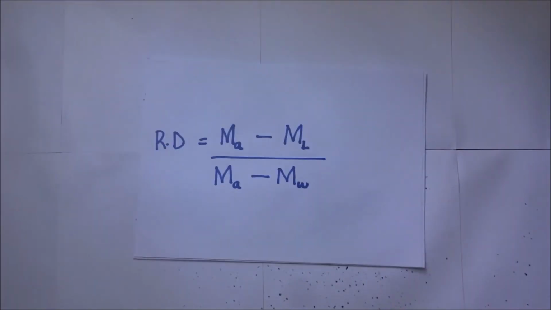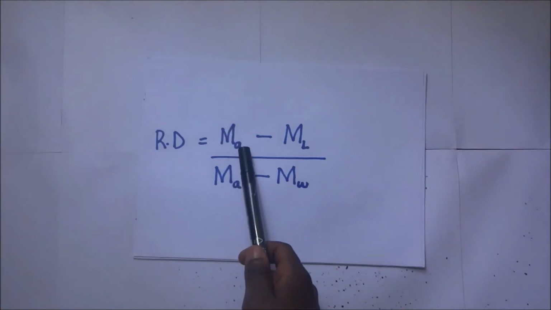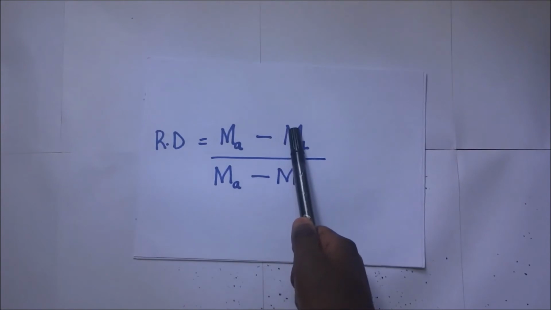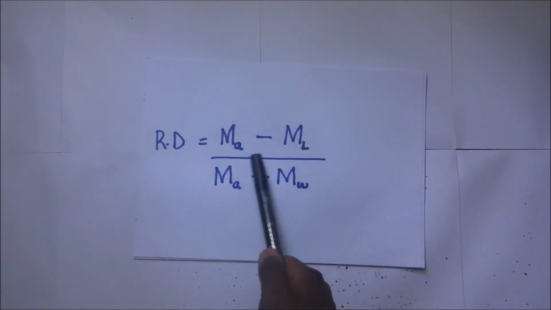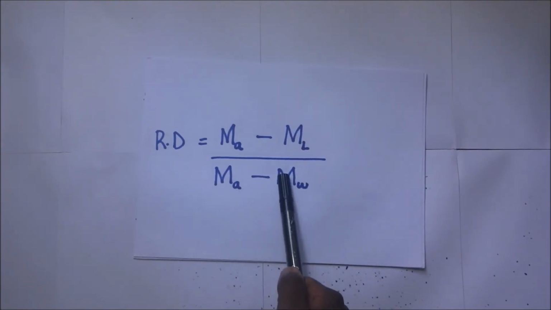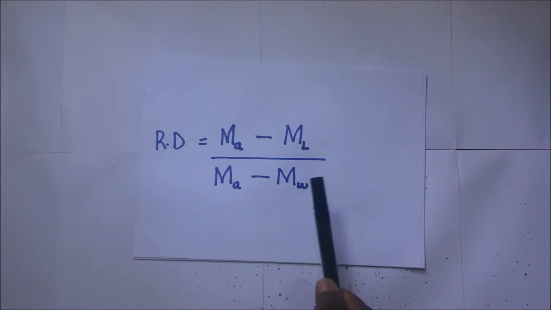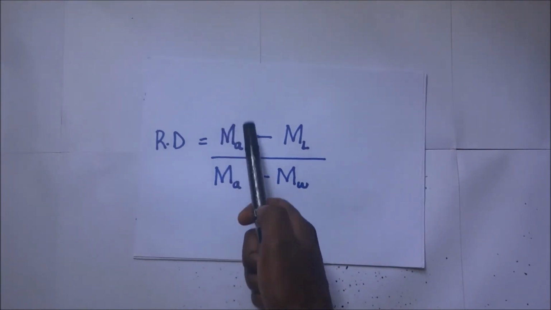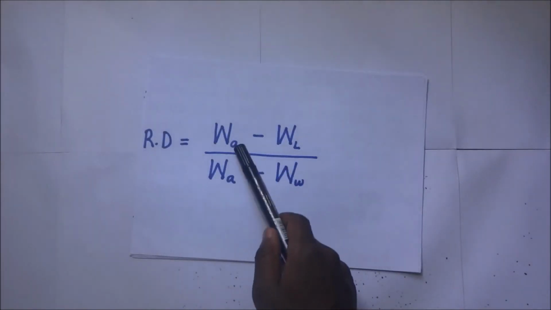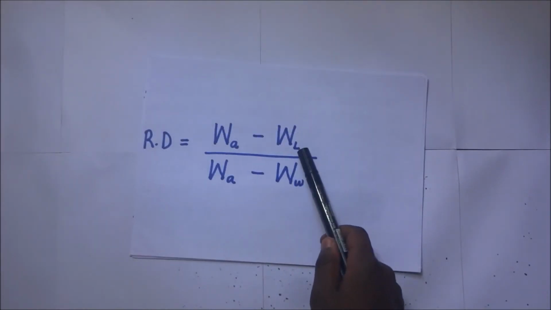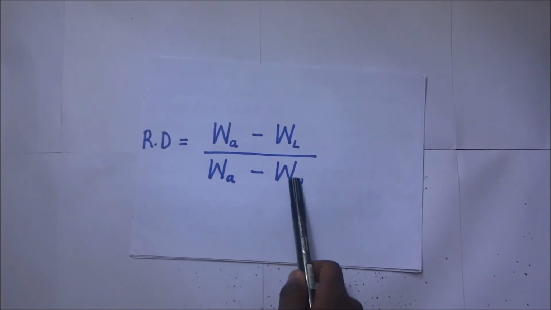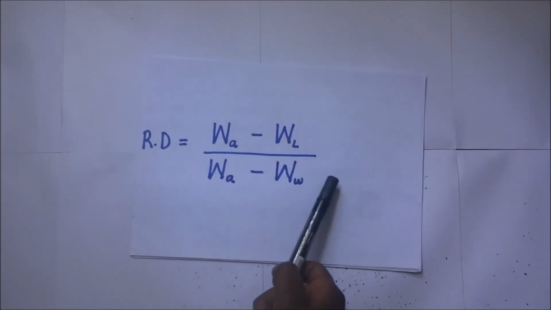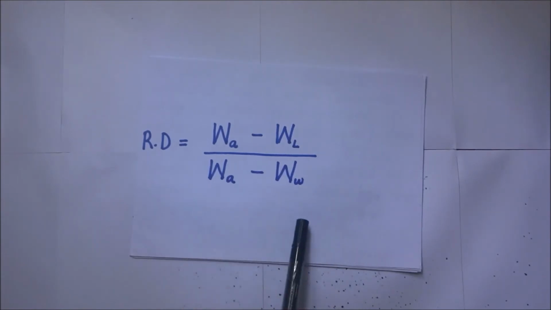And like I have been illustrating, this is what I mean: mass of the solid in air minus mass of that solid in the liquid, divided by mass of the substance in air minus mass of that substance when in water. In the same way the mass can be substituted by weight. Weight of the substance in air minus weight in the liquid, divided by weight in air minus weight in water. This is the apparent loss in weight in the liquid, and this is the apparent loss in weight in water.